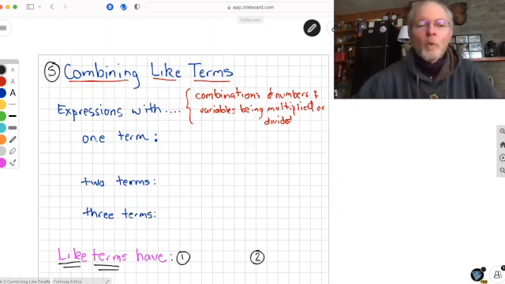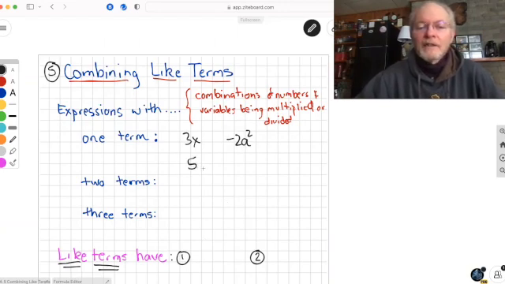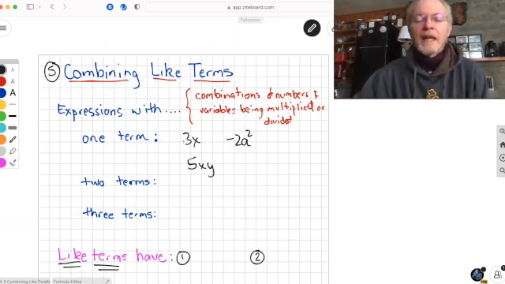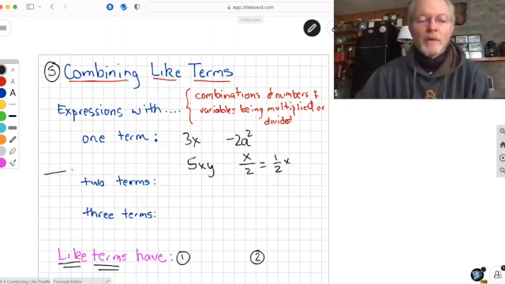So for example, one term expressions might be 3x or negative 2a squared or 5xy. These are just combinations of variables and numbers being multiplied together. Now you could also have division. You could have a term that looks like this, x divided by 2. But remember, this is the same thing as 1/2 times x. So whether you think about it in terms of multiplication or division, it's really the same thing. Those are one-term expressions.